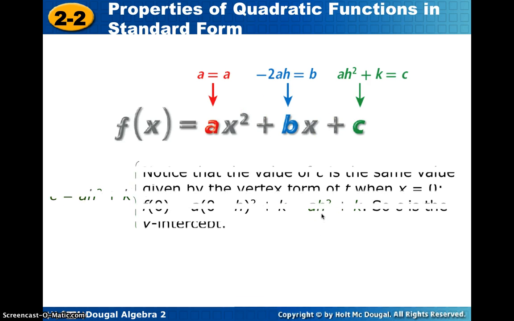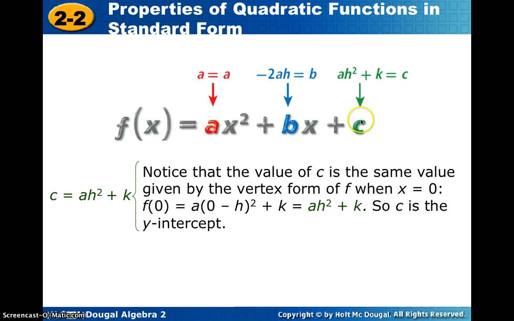And then the value of c actually gives us the y-intercept. Because c is what you would get if you were to plug in x equals 0 into the equation. This would be 0 and this would be 0, and the only thing you would have left is c. So c tells us the y-intercept.